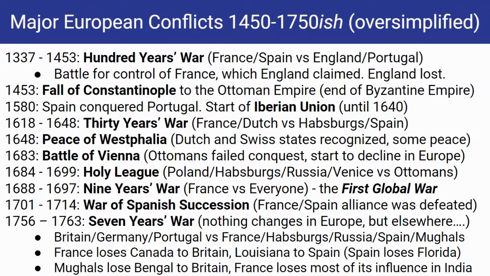And the result was that France lost Canada to Britain. They lost Louisiana and the Mississippi River Delta, some of that to Britain, but most of that to Spain, actually. And Spain lost Florida to Britain. So multiple things changed hands at the end of that, and also the Mughals lost most of the rest of their territory. Remember that they've had their conflict with the Marathas. They lost most of what they were controlling to Britain, and they were allied with France, and France lost most of its influence in India, and from that point onward won't really have much influence in India.